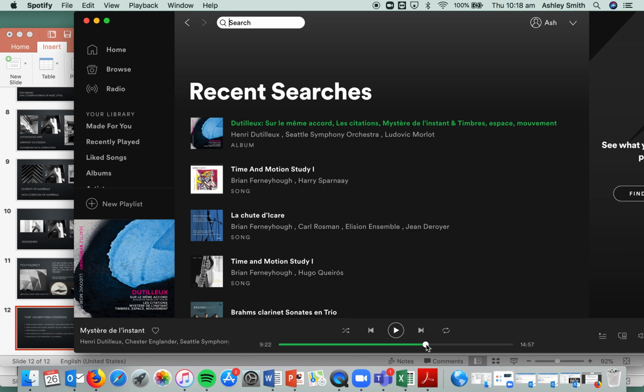Now the next moment is really cool. What happens in this one is that the texture changes again, and harmonically it changes as well. And what we have here instead are layered glissandos.